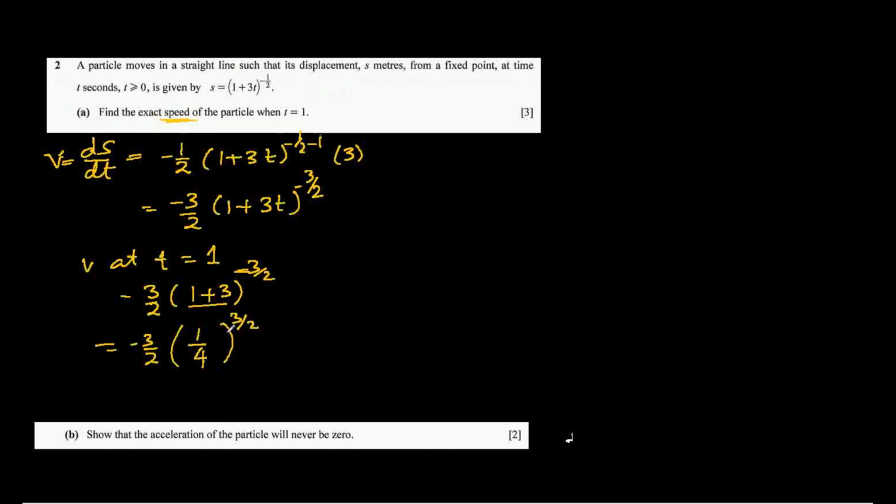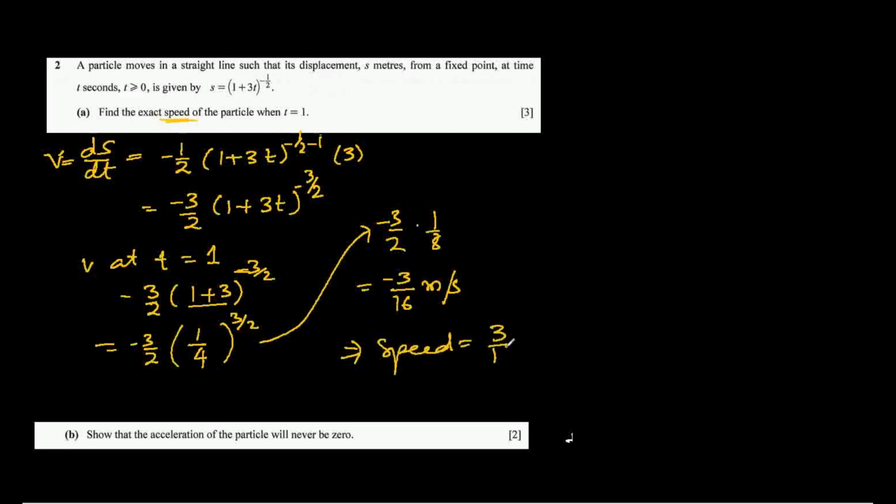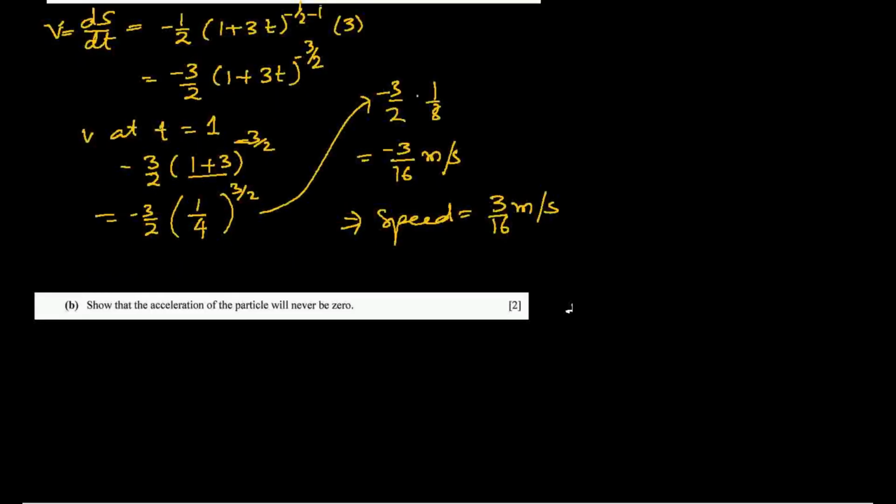So now I'm doing it mentally. You can use your calculator if you want, and we get how much? Minus 3 over 2, and square root is half, and cubed will be 1/8. So the answer is minus 3 over 16 meters per second. But since it is speed, we will write speed equal to 3 over 16 meters per second, because negative shows direction and we don't want to know the direction.